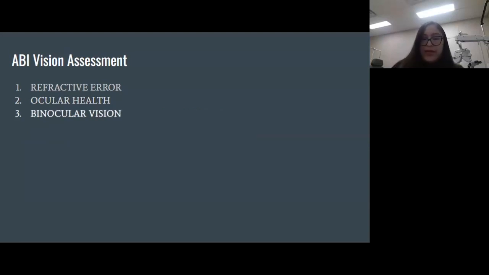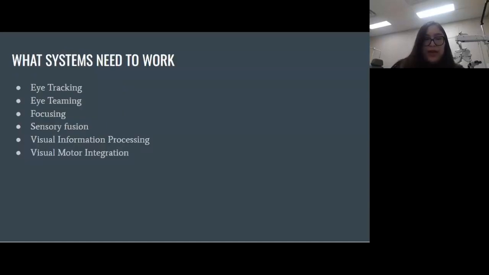Now we talked about the physical issue, but the binocular vision goes into more of the neurological issue. And these are the things that are really hard to see. So we're going to break that down even further. The systems that need to work in order for you to see include eye tracking, eye teaming, focusing, sensory fusion, visual information processing, and visual motor integration.